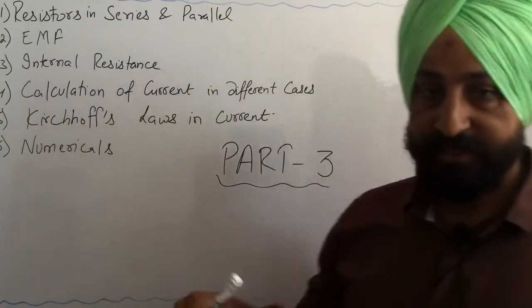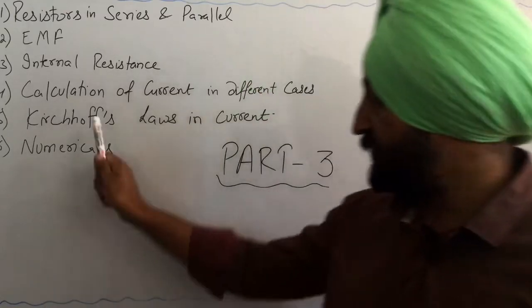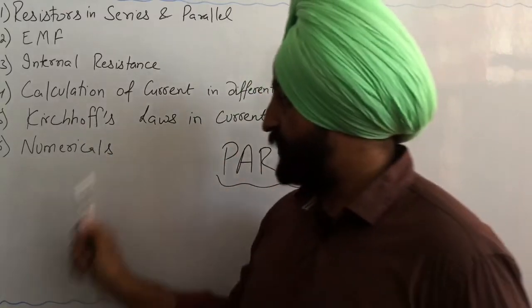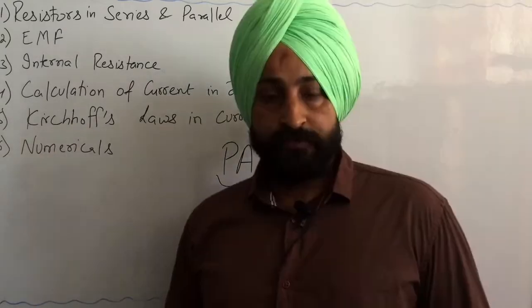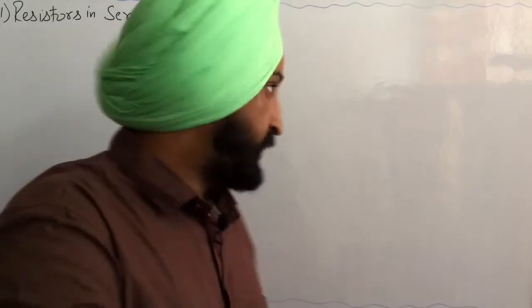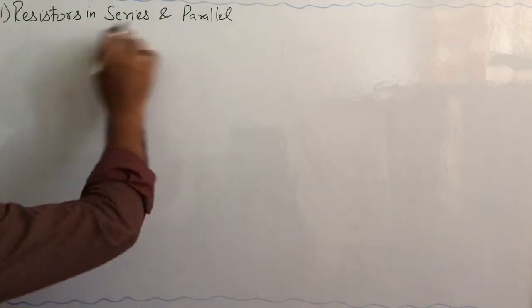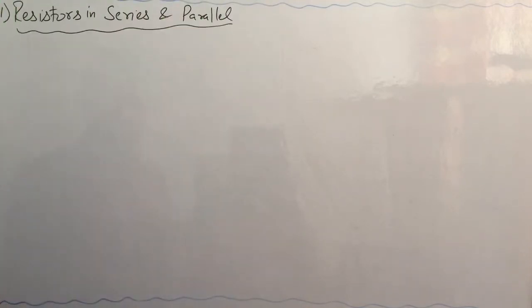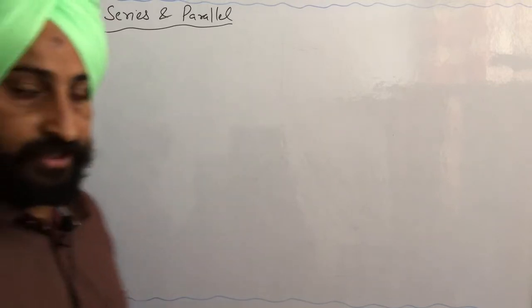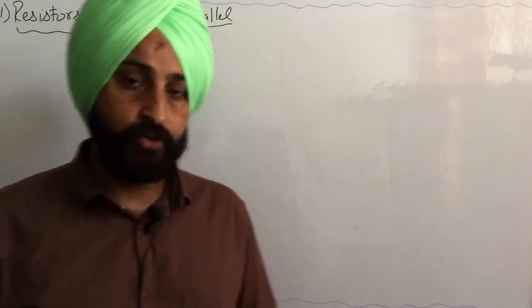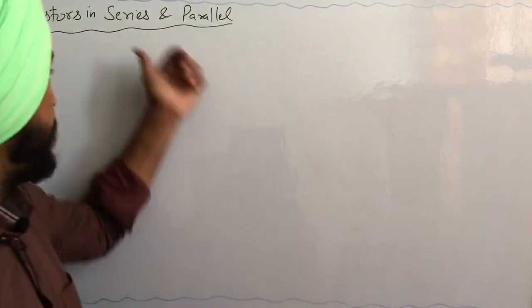We have already done Kirchhoff's law in capacitors, so we will be doing it in current, and finally we will be solving some numericals on Kirchhoff's law. So let's start. Our first topic is resistors in series and parallel. Here we will be understanding what a series connection is and what a parallel connection is, and how to calculate the equivalent resistance in case of connection in series and parallel.